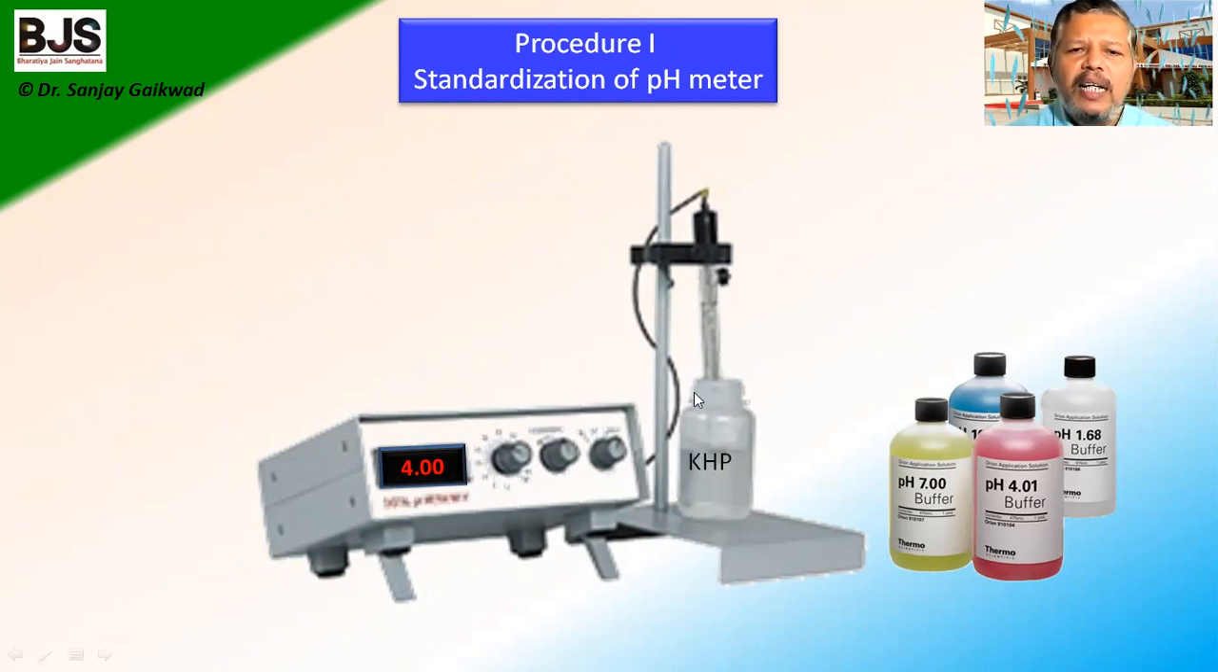Before starting the experiment, we have to switch on this instrument for a 15 minute warm-up period. After that, when you dip the combined glass electrode into the solution of potassium hydrogen phthalate, the pH reading is displayed. If it is 4, then it is okay. Otherwise, if it is less than or greater than 4, then with the help of this knob we can adjust it to exactly 4. When it displays 4, we say that the pH meter is standardized. In this way, the first part of the procedure is done.